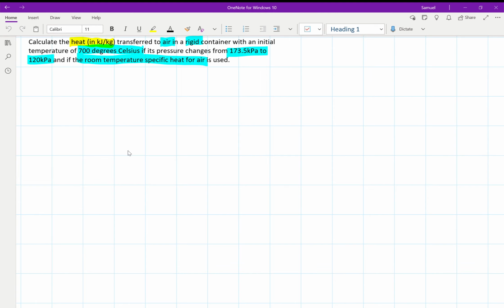Just jotting down some of our information here. We were told to find the heat, and the reason I write this as a lowercase q is because if you look at those units, kilojoules per kilogram, this is really a specific heat that they're asking for, so I call it a lowercase q. I see this word rigid, which tells us that the volume is not going to change, or that V1 equals V2.